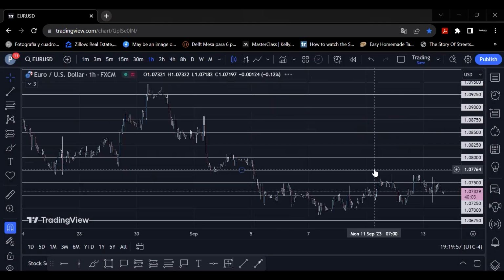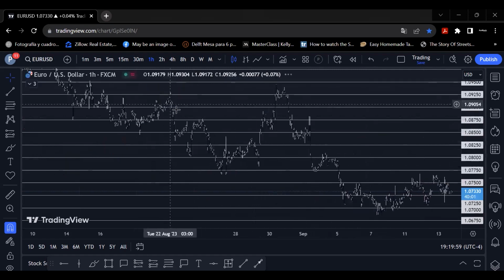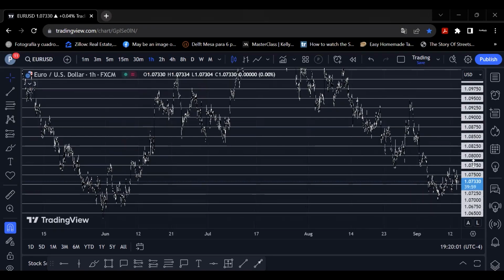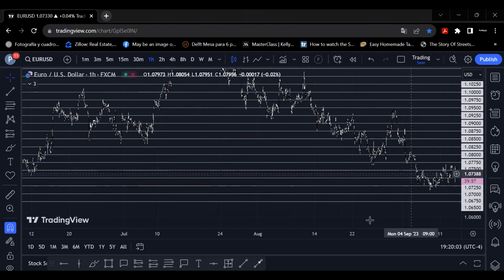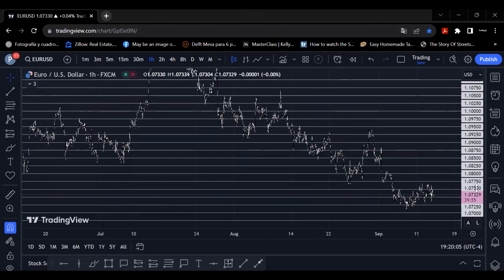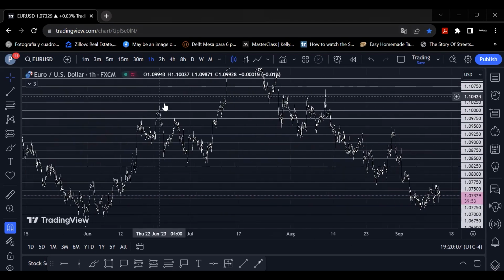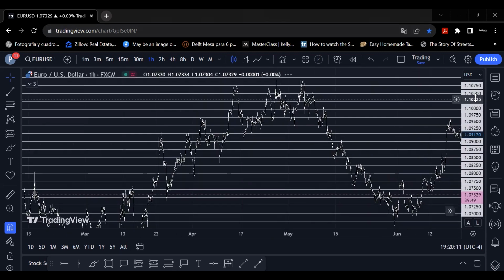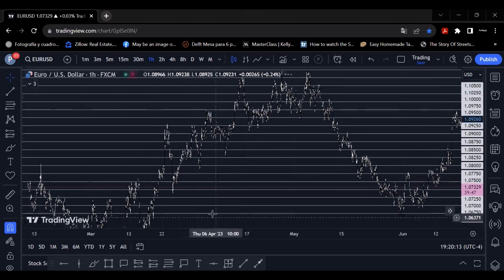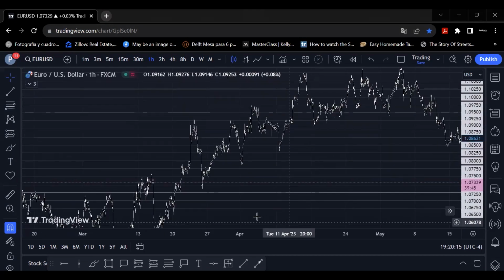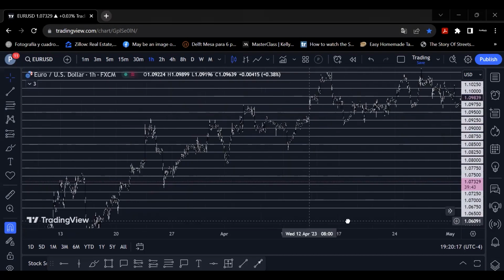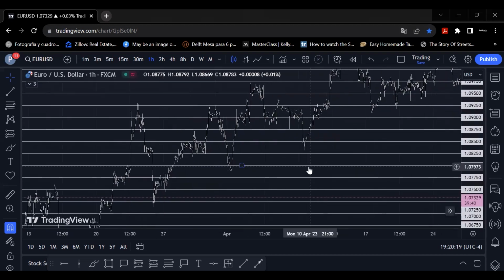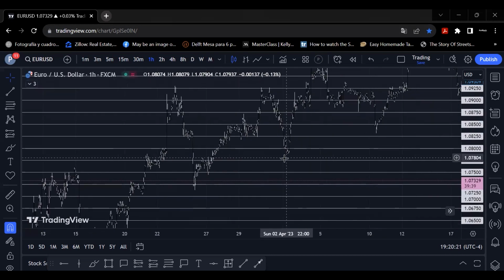So let's go back to the Euro USD chart and talk a little bit more deeply about the quarters level. As you guys can see, like I said, I already mapped out the quarters levels here on the charts. And if you look at the chart, you can see how these levels are significant for price, how they actually act as resistance and support areas, right?